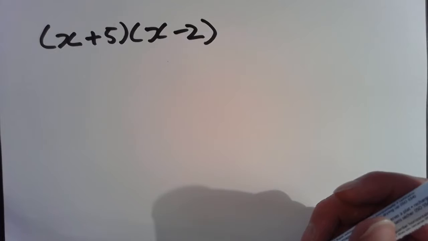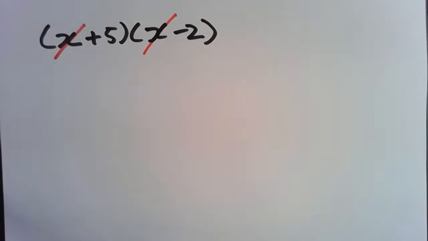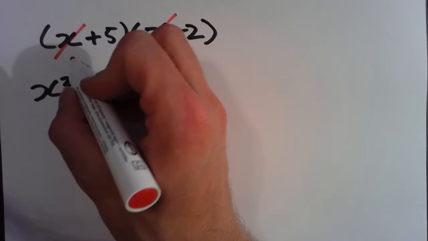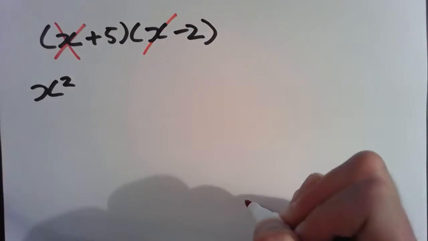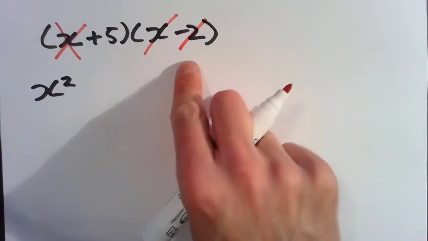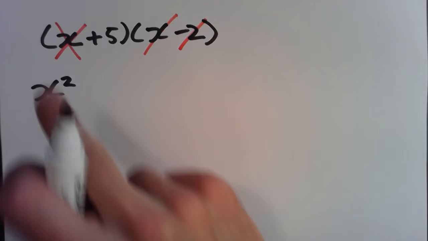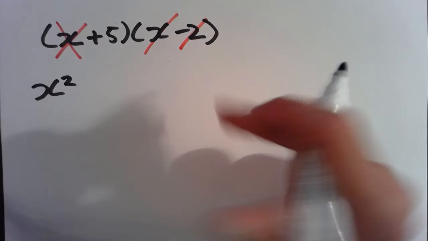So first thing we're going to do is multiply x by x. 1, 2, I cross each of those out once. X multiplied by x is x squared. Then I'm going to multiply by x here, crossing that out, by the 2 on the other side here, I'm multiplying it by minus 2. So x, which is positive, multiplied by minus 2, which is negative, gives me a minus 2x.